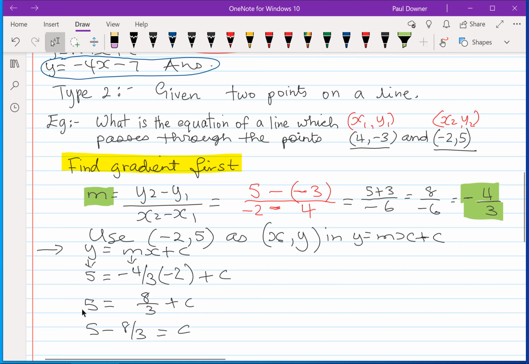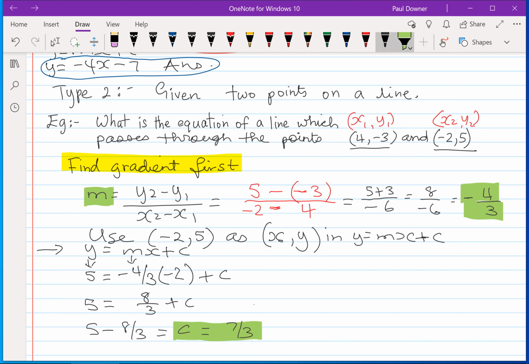Bring this over to the other side and change the sign, or minus 8/3 on both sides, and you're going to get your value for C. Okay, so if you put that on your calculator and work it out, you're going to get a value for C as 7/3. So let's just take a note of that. C is 7/3. Why is that important?